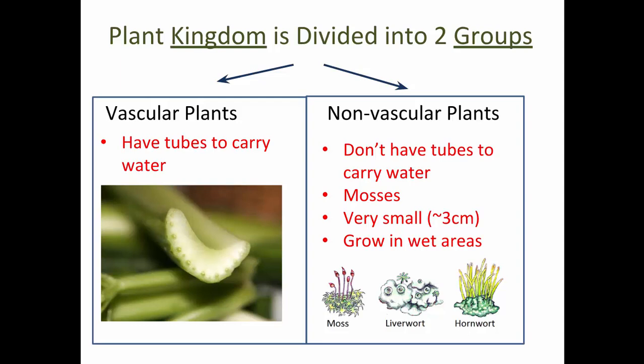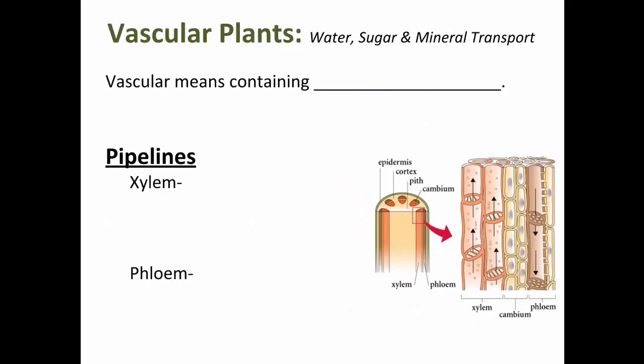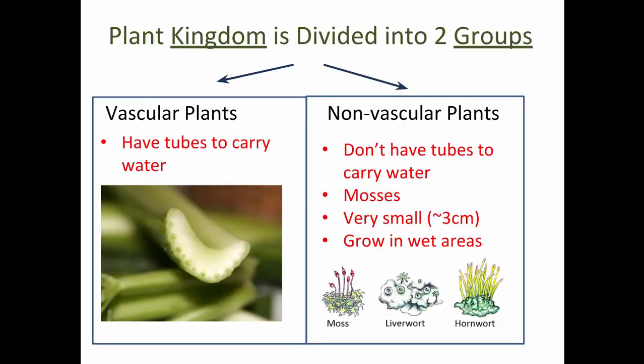So when you look at a piece of celery and you look at those stringy parts inside, those are the vascular tubes that carry material through that celery.